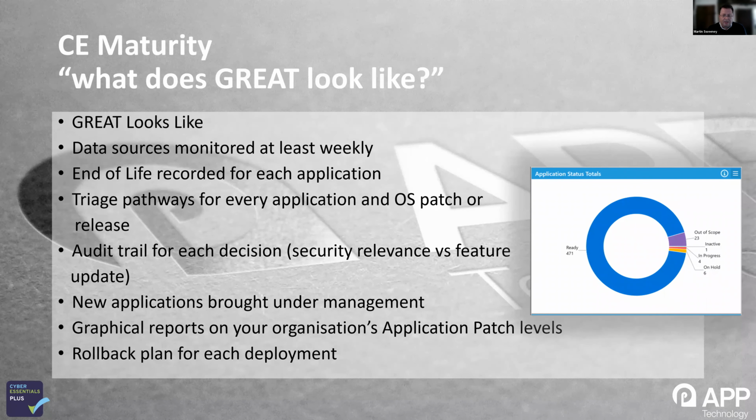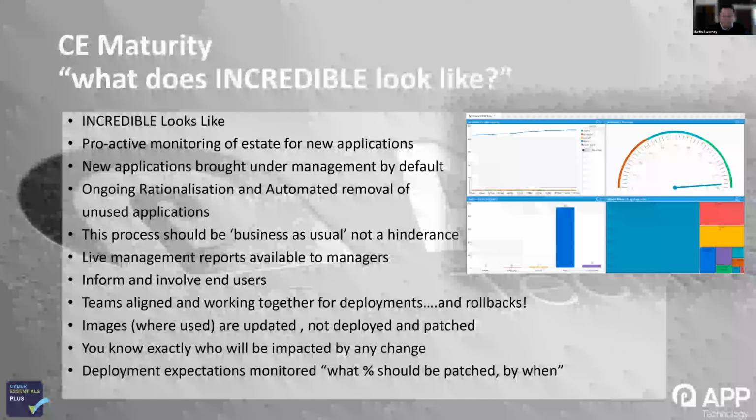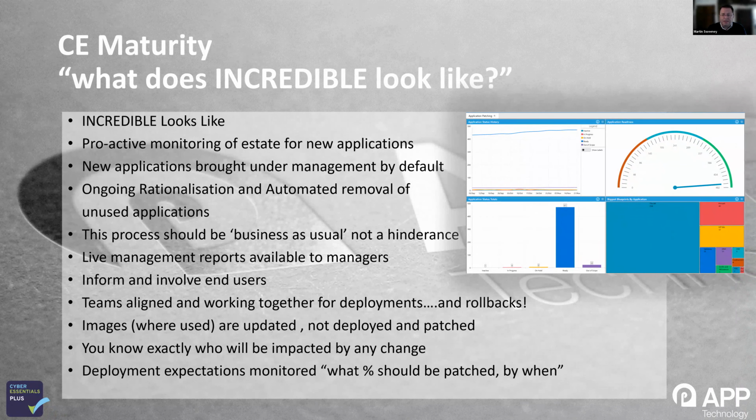Some of these approaches are tough or require a culture change, but how do you get from great to incredible? Well, to get to incredible, you really need to change user perception and increase business involvement. Some of the steps to achieve that are shown here. Proactive monitoring, live daily monitoring of your estate for new applications found and patch vulnerabilities identified. On the plus side, compared to doing this weekly, this potentially doubles the remediation time you have to react.